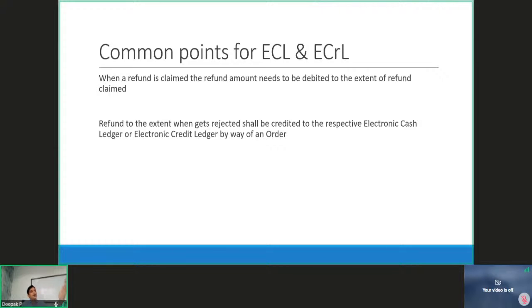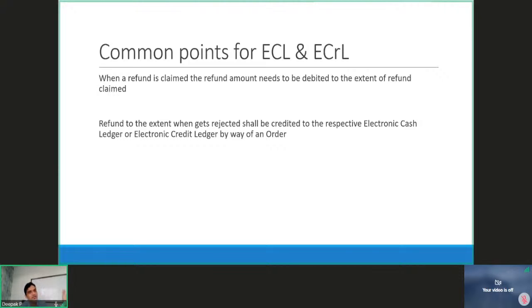Okay, now take this example. I have a bill of 100 rupees on which somebody has charged me 18 rupees as tax. So when I make the payment of 118 rupees to them, the 18 is available to me as a credit. That is a credit in my electronic credit ledger.